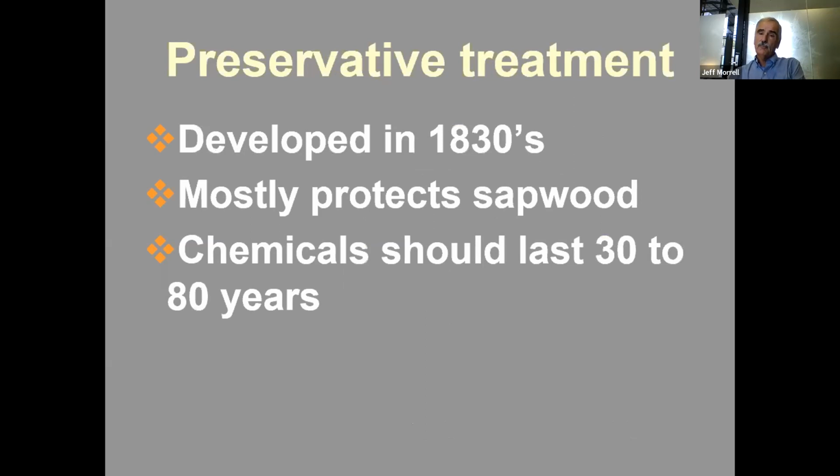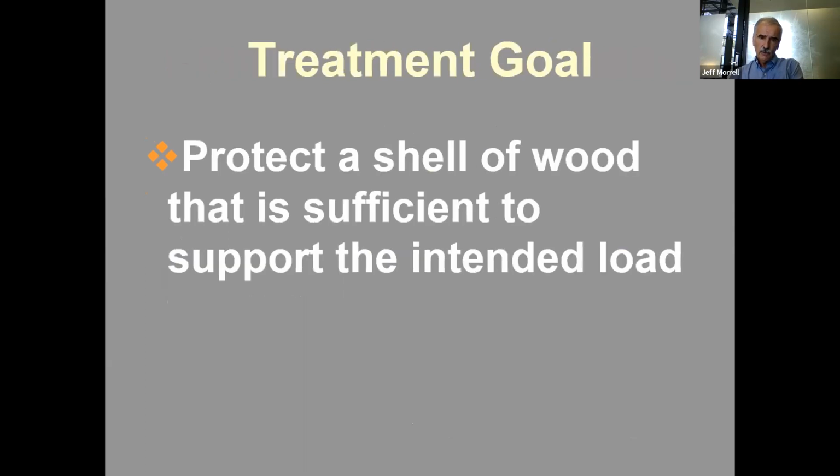Preservative treatments have been around for almost 200 years. They were developed originally for the British Navy, and then they moved outward from there. They mostly protect the sapwood, so we try to protect the shell treatment. A good treatment should last 30 to 80 years, and there are examples of pieces of treated timber that are well over those ages if they're done properly and maintained. The goal is to protect a shell of wood that's sufficient to support the load.